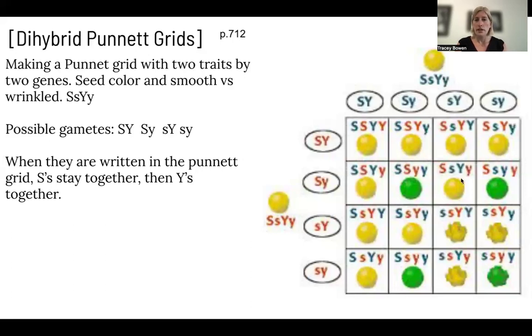And so you can see here, there are 9 smooth yellow pea plants, even though they're sometimes heterozygous, sometimes homozygous dominant. And then there's 3 smooth green peas, and then there's 3 wrinkled yellow peas, and then there's 1 wrinkled green pea. And so the Mendelian ratio for this is 9 to 3 to 3 to 1. And so if everything is crossing over randomly, this is the ratio that we should see. But if things are not crossing over randomly due to linked genes, then we're not going to see this ratio.